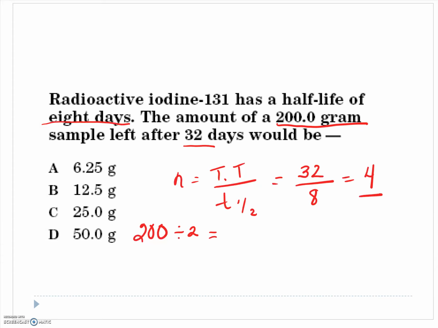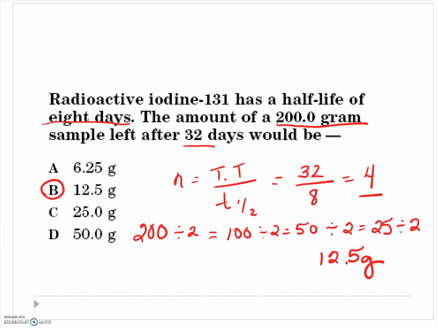So 200 divided by 2 is 100. 100 divided by 2 is 50. 50 divided by 2 is 25. And 25 divided by 2 is 12.5 grams, and that answer would be B. So we divided by 2 four times.